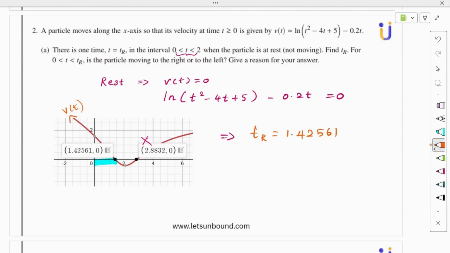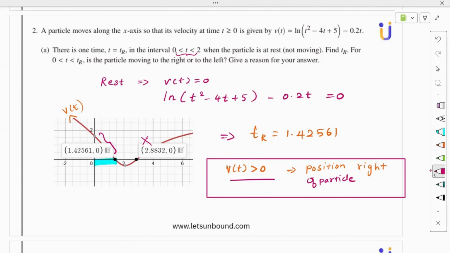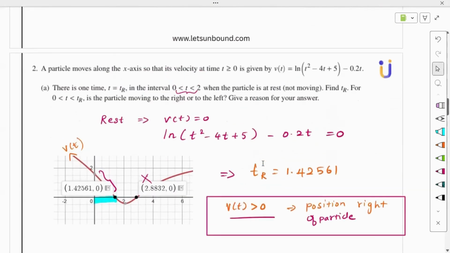When your velocity is positive, v of t greater than 0, then the particle moves right. When your velocity is negative, it moves left. Right? So here I have velocity positive for this. Why am I telling positive? Because this velocity curve is above the x-axis. So yes, velocity is positive. So the particle is moving to the right. That's simple. So we can mention the reason: when velocity is positive, the particle moves right. Okay, that's simple. And the first part is over.